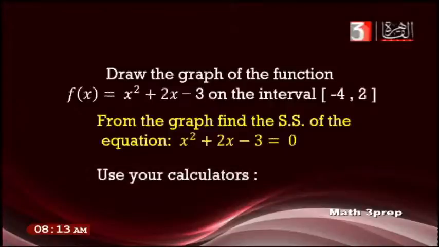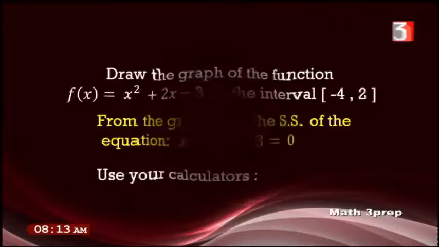By using your calculators and pressing mode table, f of x equals, and writing the equation, then you are going to start from negative 4 up to 2. So the table will be as follows. As x is negative 4, the value of y will be 5. As x equals negative 3, the value of y will be 0. As x equals negative 2, the value of y will be negative 3.